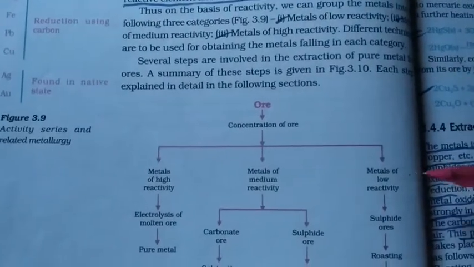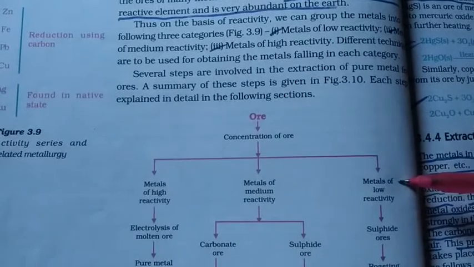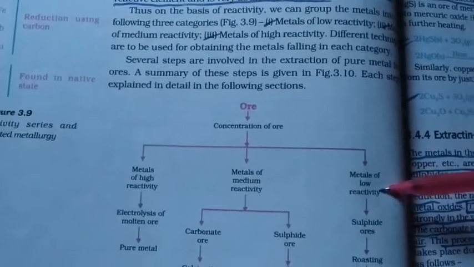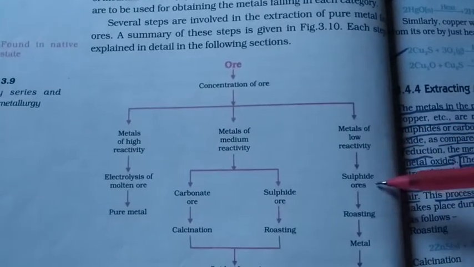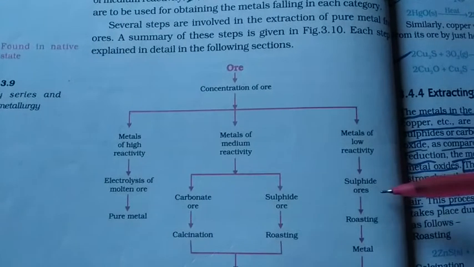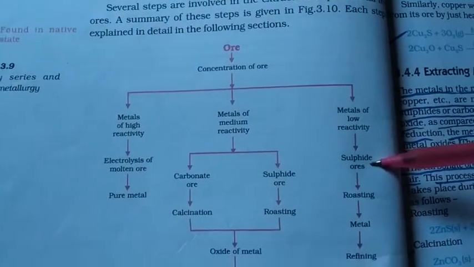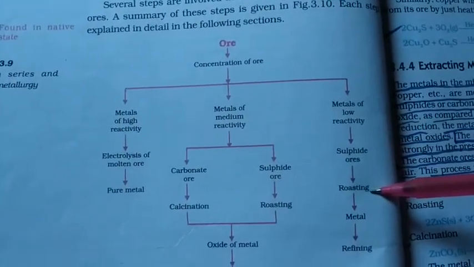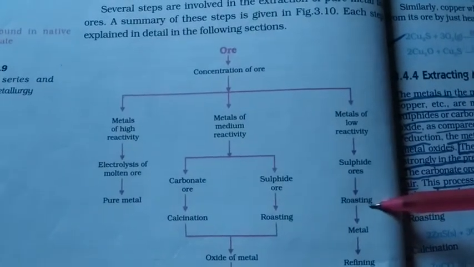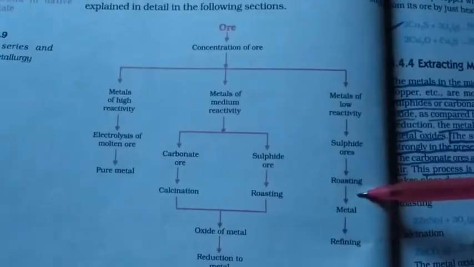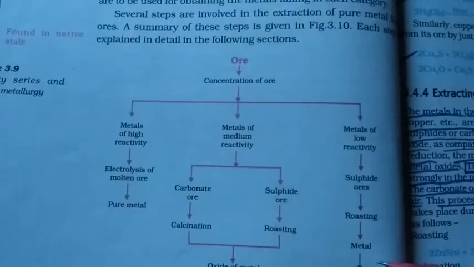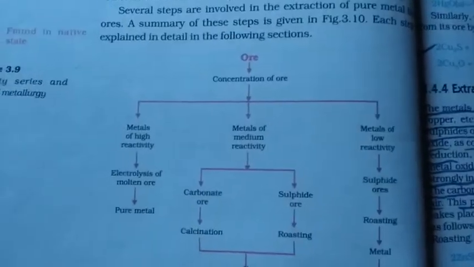Now those metals whose position is towards the bottom, or those who are of low reactivity, are mostly found in sulfide form, that is, their sulfide ores are found. Now if it is the sulfide ore, then we will go through a process known as roasting. We will come to know about roasting later. So after the process of roasting we will get the metal, then refining would be there. That means up to this we will get the metal.